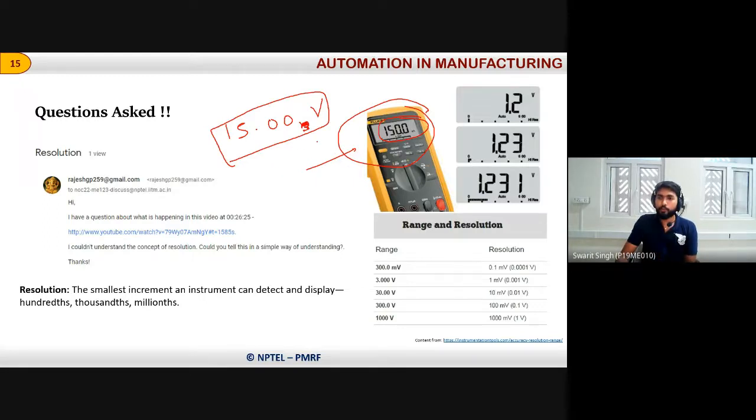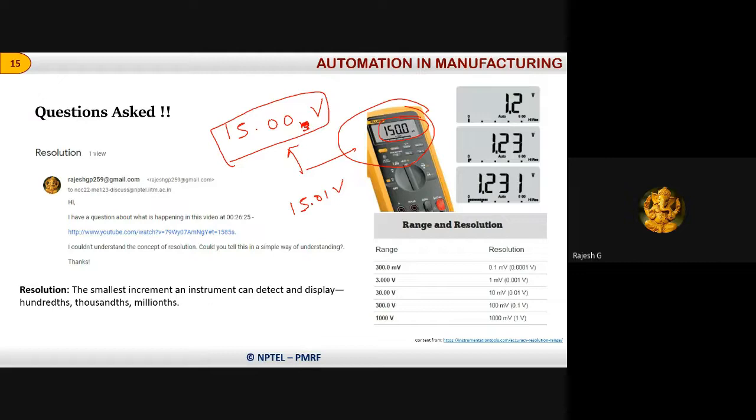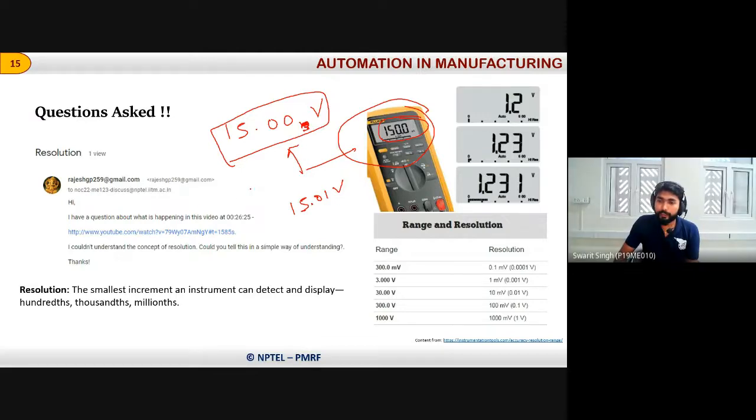Okay, so this is the instrument, showing this particular output by sensing something. This is a multimeter, it can sense voltage and current. Suppose it is showing the value of voltage in this kind of digit. The next minimum value that will appear here will be like 15.01 volt, right? Yes, sir. Or if the value decreases, it will be like 14.99 volt, right?